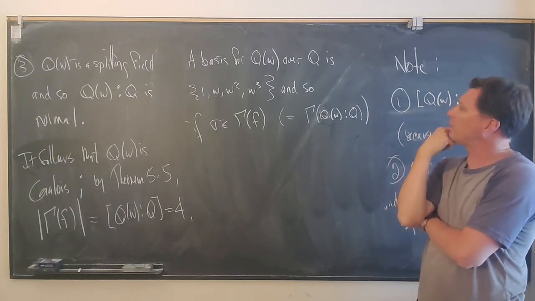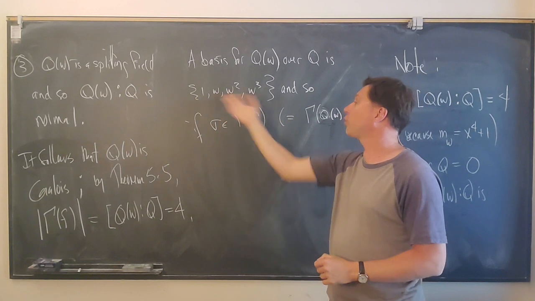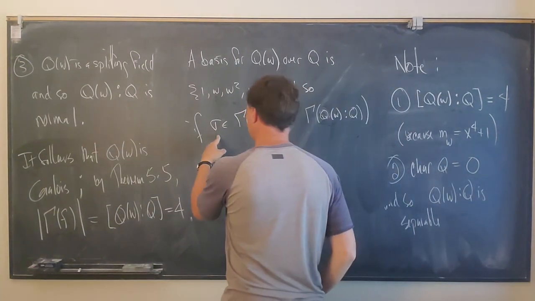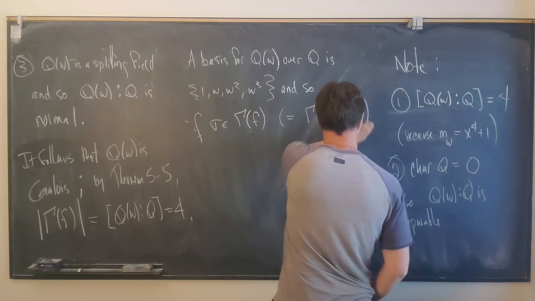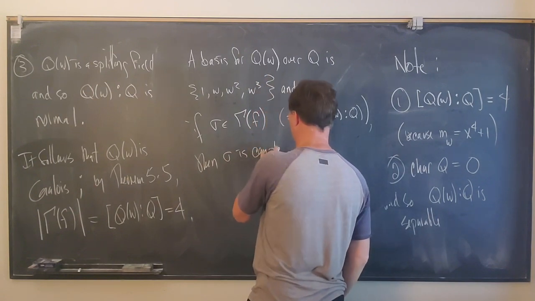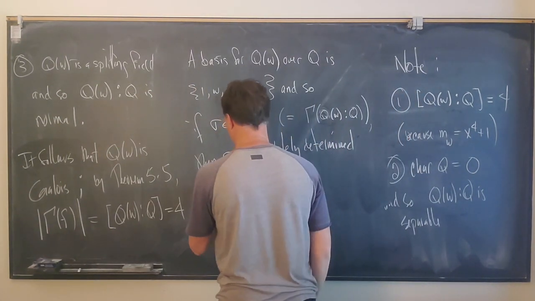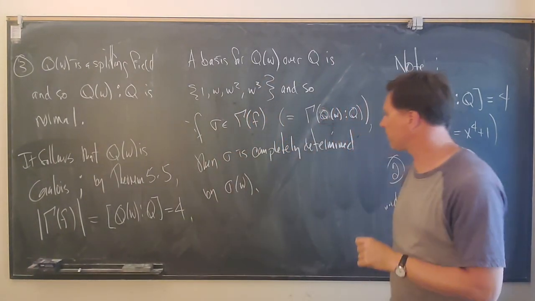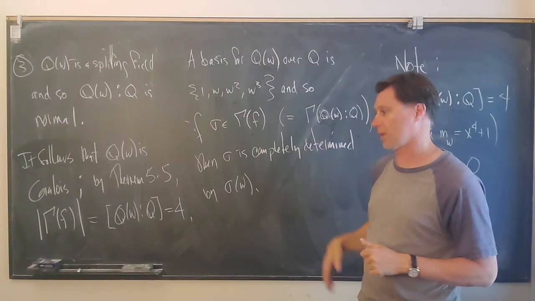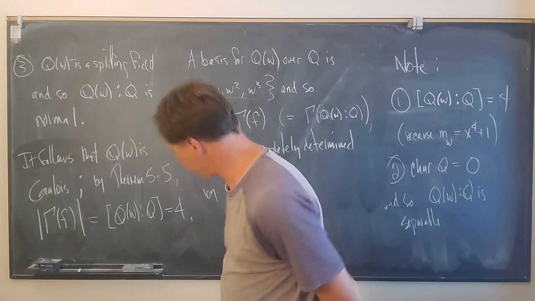And so if we want to identify what an automorphism looks like, what we need to do is know what it does to a basis. Because of the form of our basis, all we need to do is know what it does to omega. So if sigma is in the Galois group of F, then sigma is completely determined by sigma of omega. If we know sigma of omega, then we know what sigma does to every single element of Q adjoint omega, because they're all expressed as linear combinations of powers of omega. Okay, so there's the first thing.